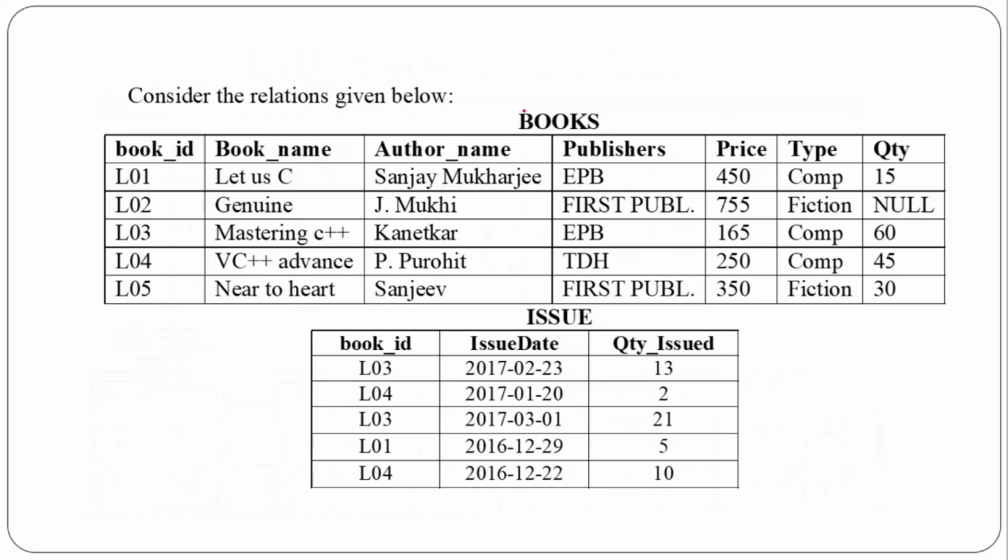Let us consider two tables, books and issue, present in a database, and perform some join operations. The books table contains book ID, name, author name, publisher, price, type and quantity, and the issue table contains book ID, issue date and quantity issued. The two tables are joined by using the primary key and foreign key field book ID. Both the tables have a common field book ID, and the values are also the same. Let us look at the questions.